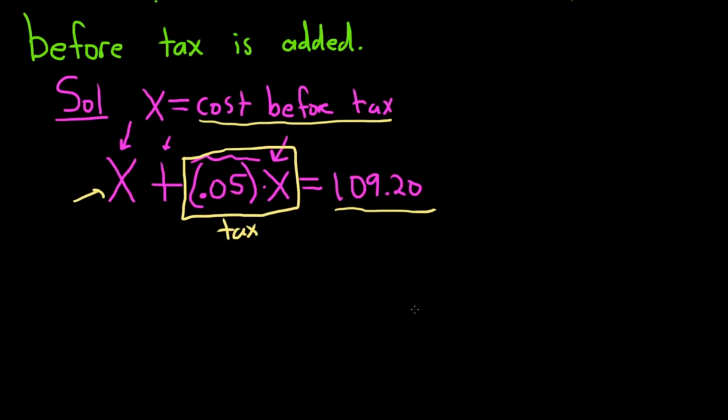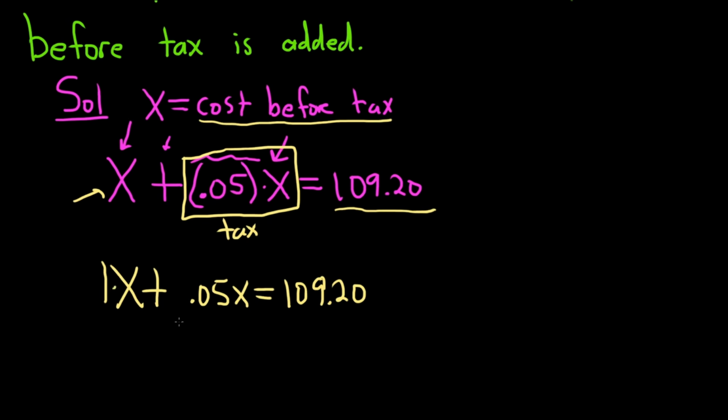All right, let me go ahead and write this again. So x plus 0.05x, I'm going to drop the parentheses here, and this is equal to $109.20. Okay, we have to add these x's. So in order to do that, it's really important to remember that there is a 1 here before the x. It's like an invisible 1, but it is there. And so when you add these, the x just hangs out. You have 1x plus 0.05x. So you just add up the 1 and the 0.05. So it's 1.05x.